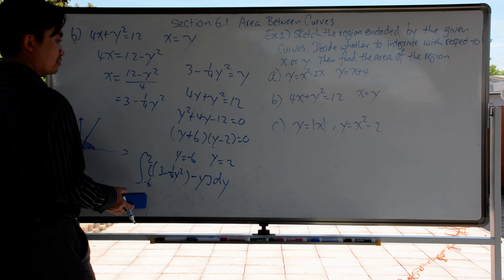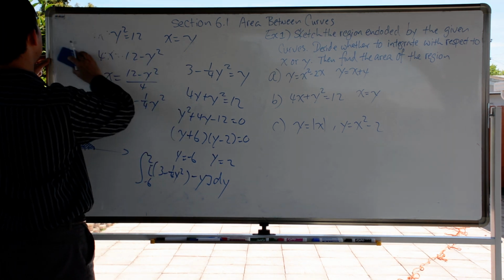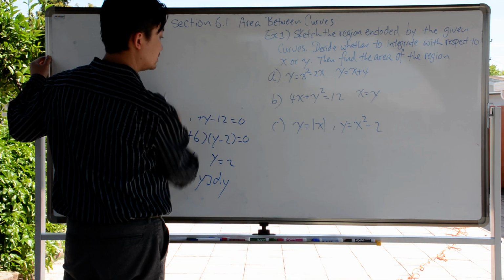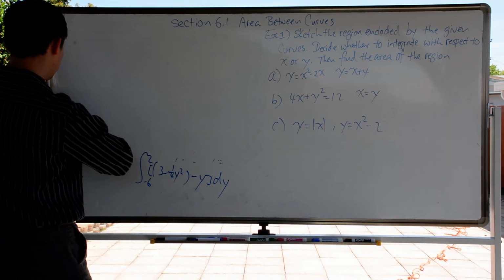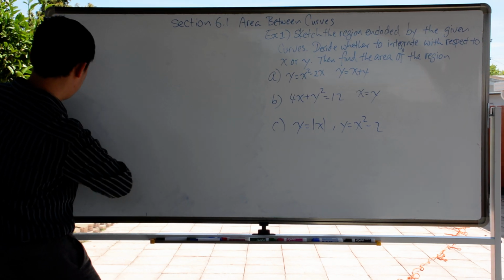Okay, so now what about part C? Part C is a little bit different with the absolute value. Okay, so now we'll look at this. y equals the absolute value of x.